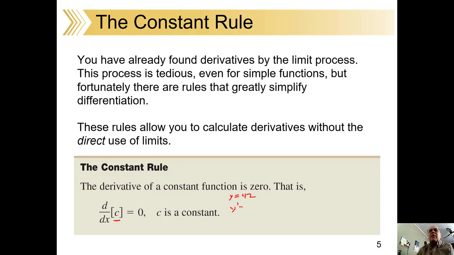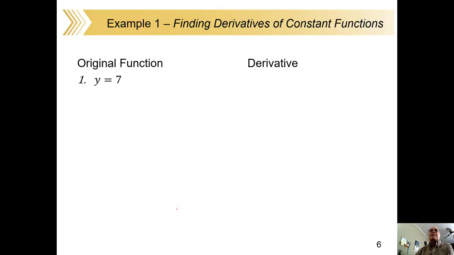And what's the derivative of that? The derivative of any constant is 0, regardless of what it is. If you have y equals pi, pi is a constant. The derivative is 0. If your favorite number is 86, y equals 86 is your function. The derivative, 0. The derivative of every constant function is 0.